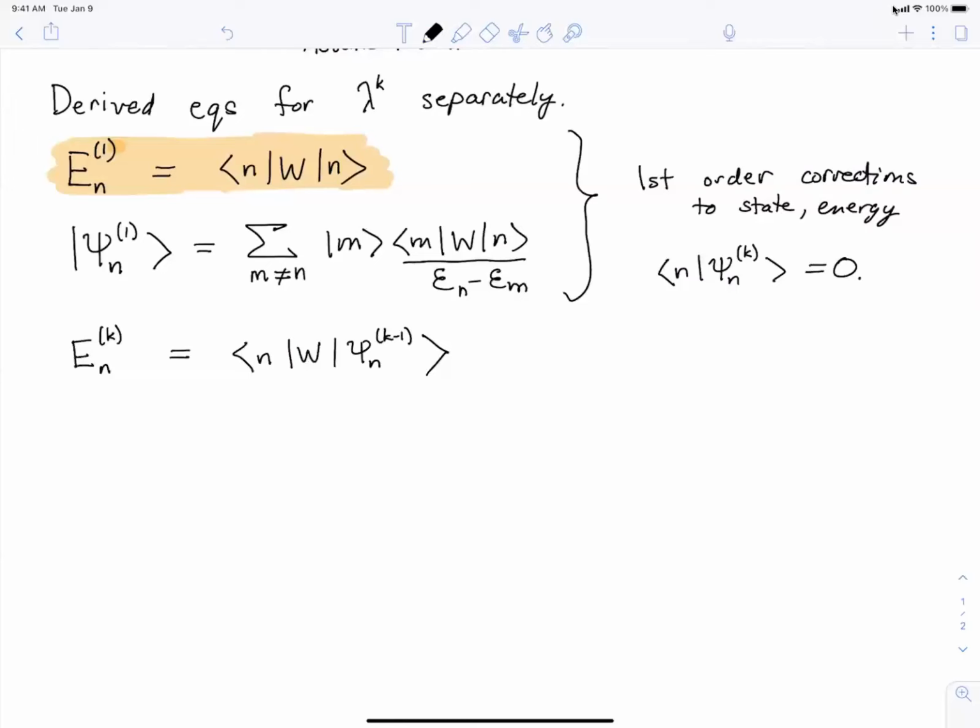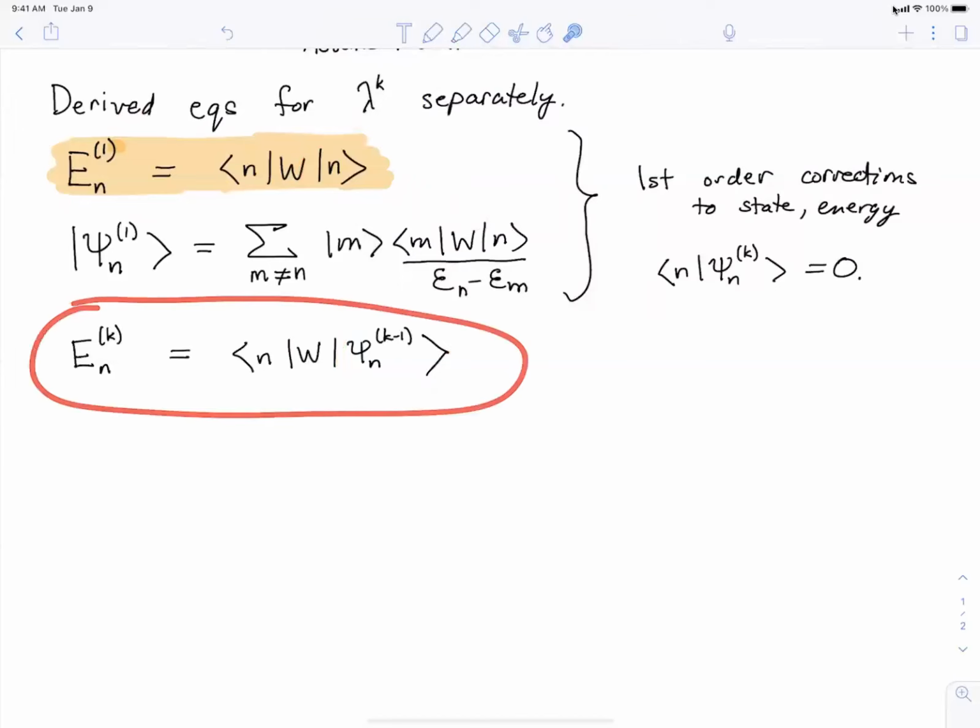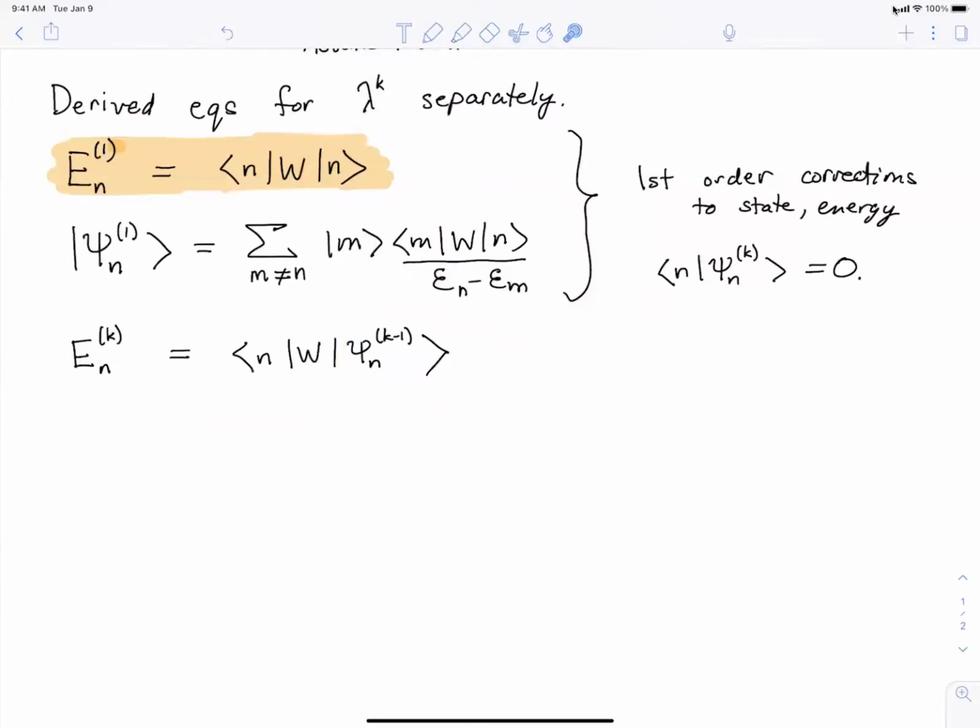So notice, by the way, if we plug in k equals 1, then this right here is just psi n superscript 0, which is n. And so we're really just getting back this equation. So this is a generalization of what we had found above. Okay, so let's go ahead and apply that now to k equals 2 to see what happens.